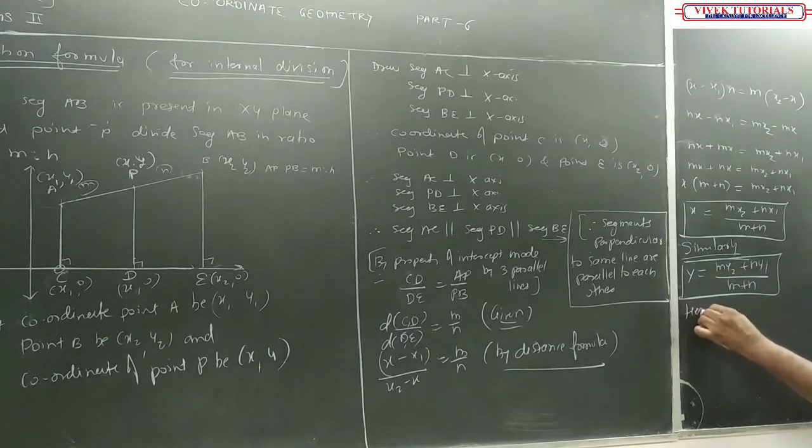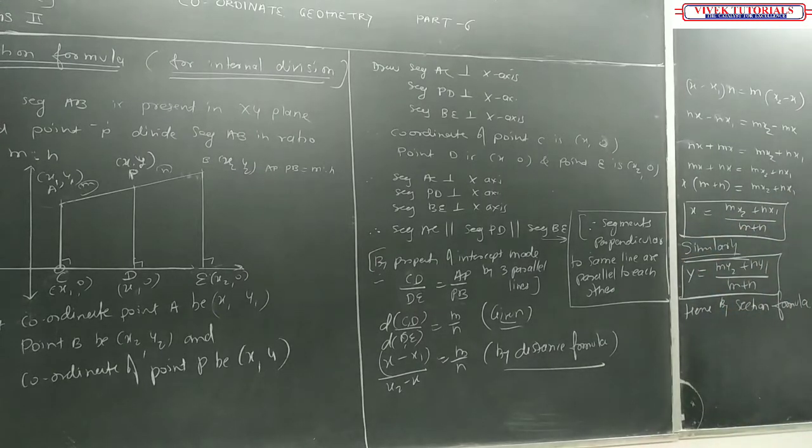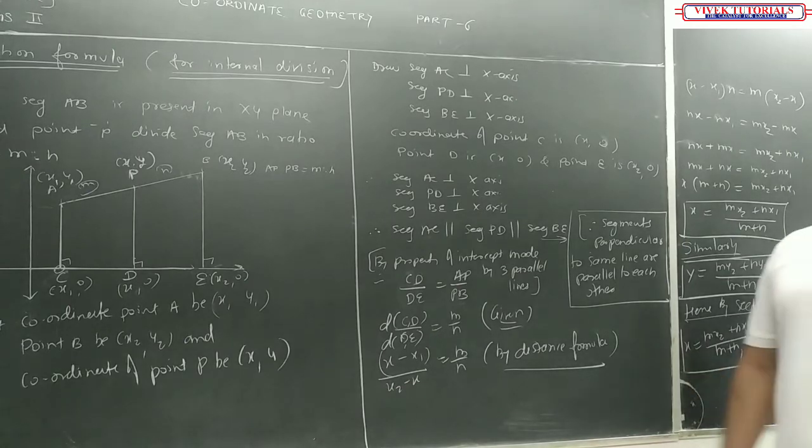Therefore, hence, by section formula, you don't need to write whether the section formula is internal division or external division. In our syllabus, only internal division is there. So, no need to write. Just write x is equal to mx2 plus nx1 upon m plus n, and y is equal to my2 plus ny1 upon m plus n. This is a very important formula of coordinate geometry.